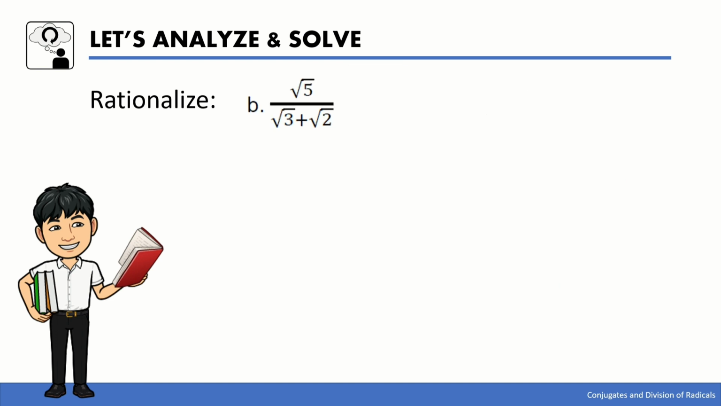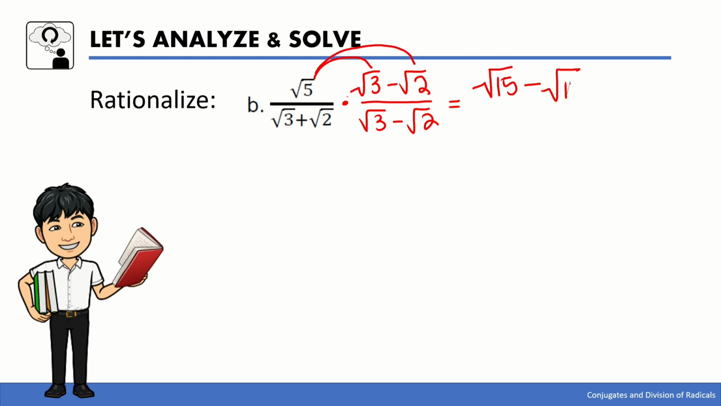Okay, let's try to solve letter B. Remember, we have to get rid of radicals in the denominator. So we're going to multiply both sides by the conjugate of square root of 3 plus square root of 2. Again, the conjugate of square root of 3 plus square root of 2 is square root of 3 minus square root of 2. So we multiply both sides by the conjugates. Next, we multiply square root of 5 times square root of 3. The answer is square root of 15. Minus square root of 5 times square root of 2. That is square root of 10.